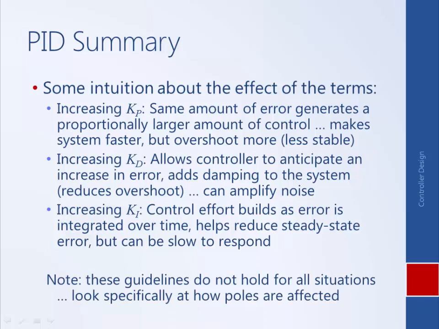A caveat is that these guidelines do not hold for all situations. So this is sort of the intuition that we built for a canonical second-order system. A lot of this intuition will hold for other systems, but it doesn't necessarily hold if we have a system that's not a canonical second-order system, if it's higher order, if it has zeros. So specifically, we need to actually dig into the mathematics, look at how the poles move around, look at how the zeros move around to actually understand the true effect of the control gains.